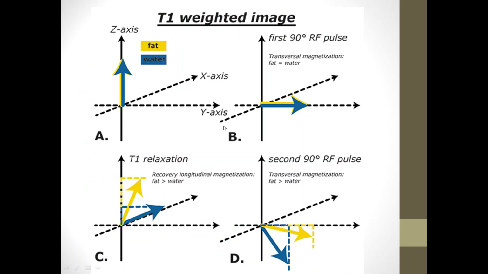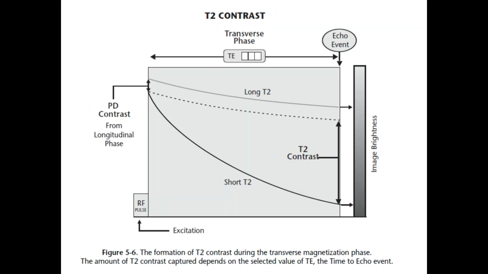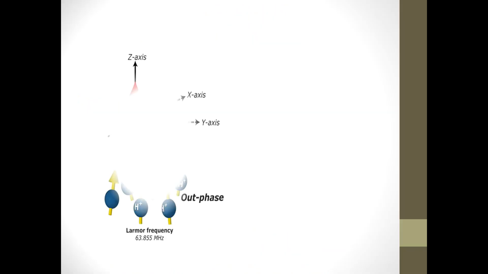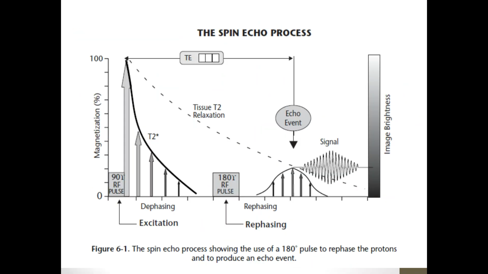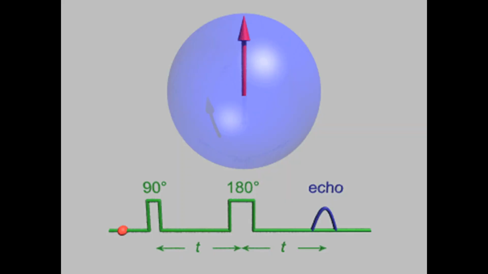Okay, I wanted to explain it to you. Here, this is the T2 image. We apply 90 degrees, so the protons here in XY are dephasing due to spin relaxation. So I want to rephase the protons again.